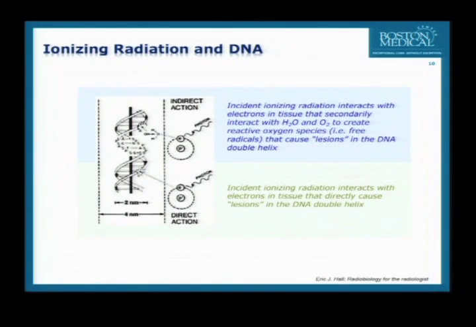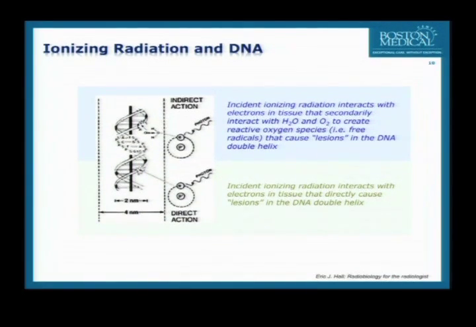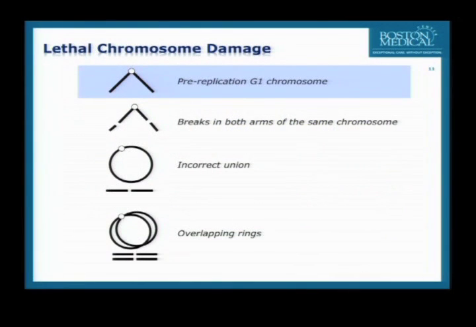The direct mechanism is much more efficient from a standpoint of killing cells, but it's not nearly as common. That is when the ionizing particles directly interact with the DNA, they cause a double-strand break, and the cell dies. That would be great, but we don't do that very often, and that's just a function of probability.